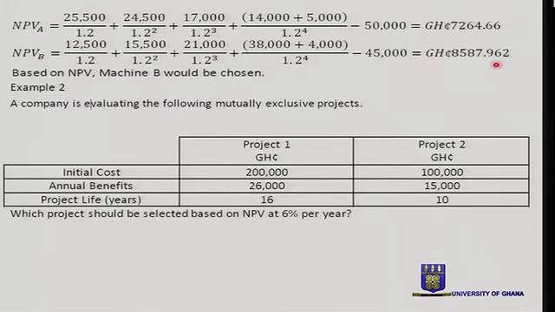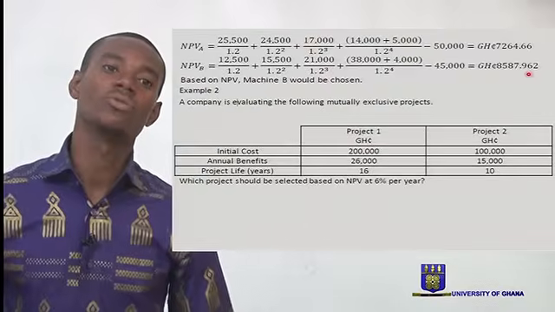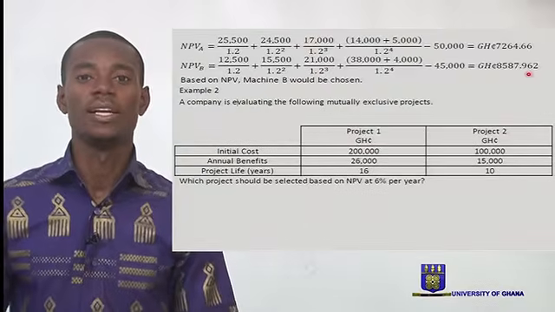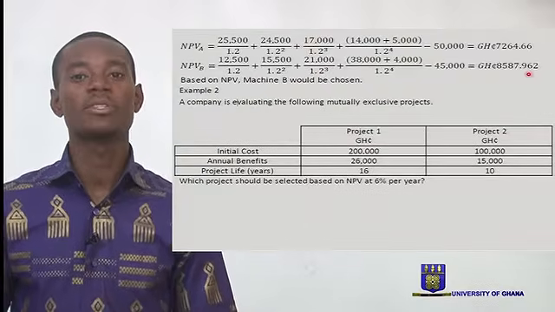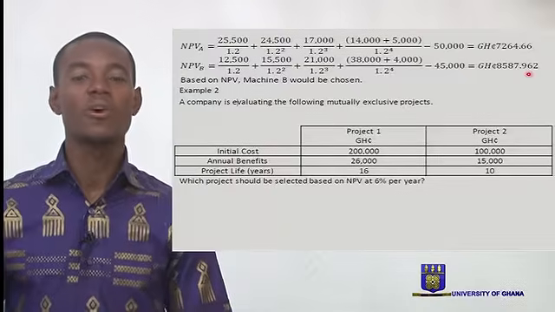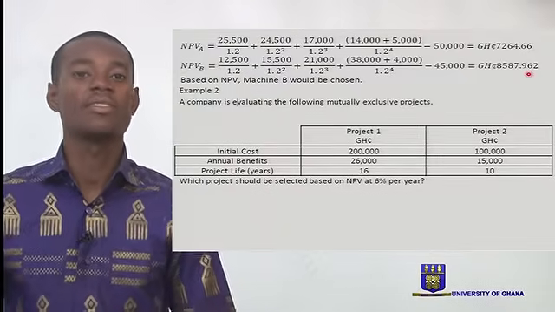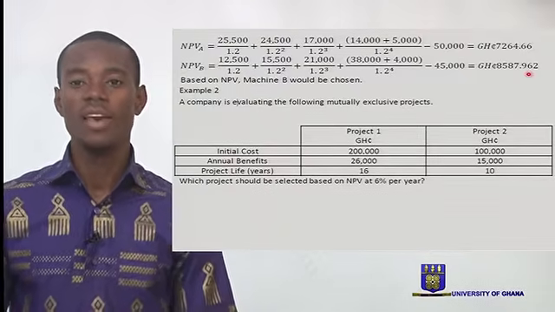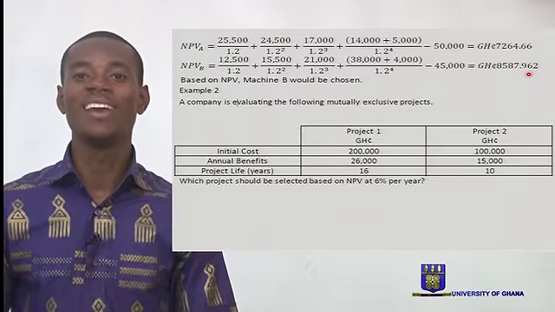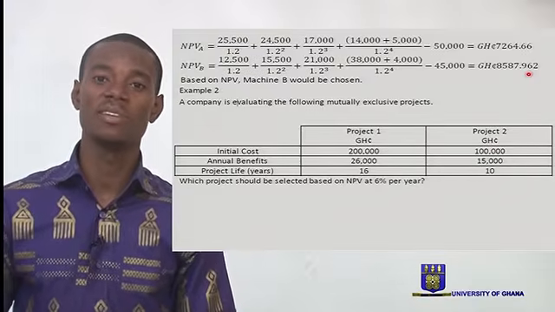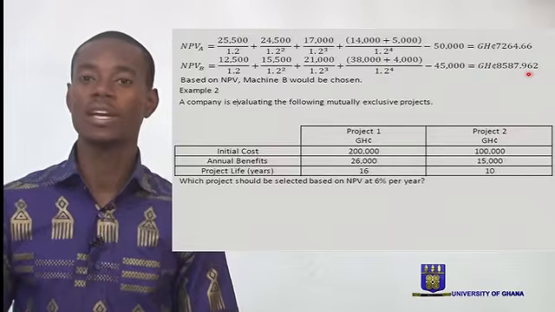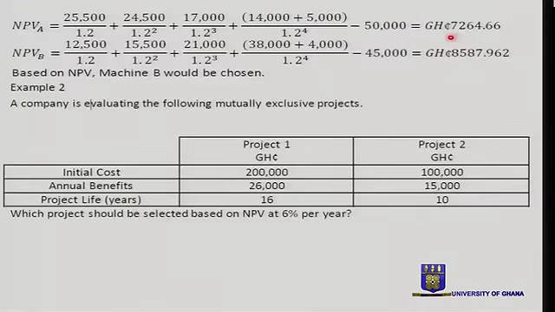Now, consider them. You see, this is another twist to the concept of NPVs. When both of them have positive values, you select the option that has the higher positive value. I think this is a simple decision to make. In business, the motive for any business venture is to maximize profitability, and so more is always preferred to less. Now, if machine A will give me a profit of 7,264, and machine B will give me 8,587, obviously I would prefer machine B because it gives me a higher profit.